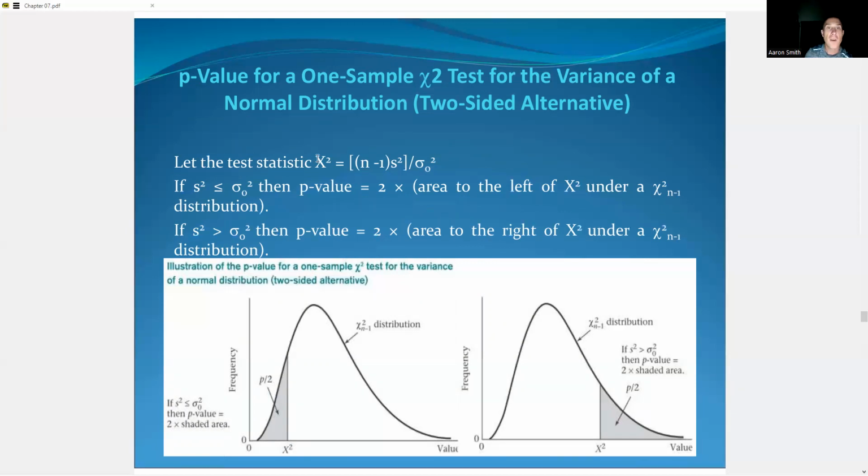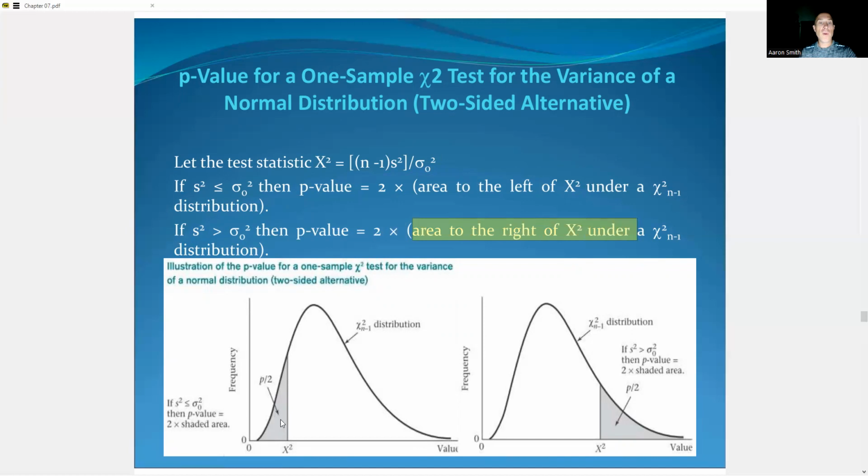So let's take the test statistic. Our test statistic, chi-squared, is equal to n minus 1 times s squared divided by our hypothesized variance value. If s squared is substantially less than the hypothesized population variance, then the p-value will be equal to 2 times the area to the left of our test statistic. If s squared is greater than the hypothesized value, then the p-value is 2 times the area to the right here.